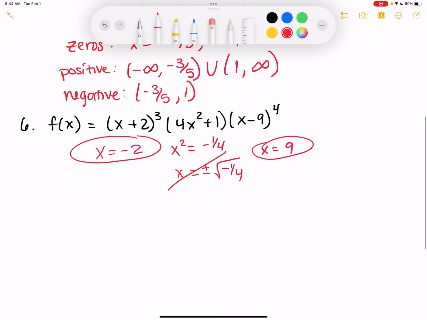You have to draw the little line again. Are you always going to only have 2 zeros? No, not necessarily. In this case, we could have had a third one. Technically, if you remember when we talked about multiplicity, in reality, this 0 occurs 4 times. But we only need to write it once because it's not going to change anything ultimately. So negative 2 and 9.